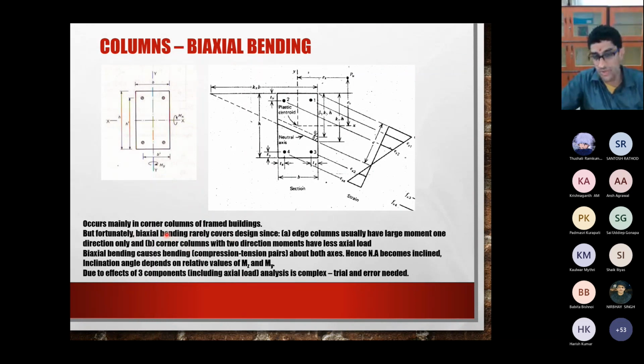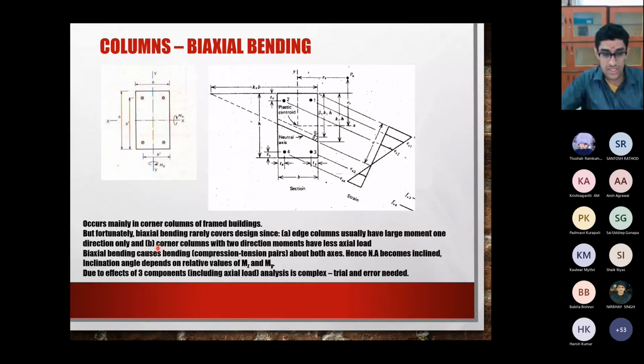But many times this is avoided because in many edge columns, one of the spans will be large and the other span may be small. So in one direction there will be a large moment, and in the other direction a relatively small moment. Many times what people tend to do is, even if they have biaxial bending, they calculate the uniaxial bending capacity and make the column much stronger than required, so that it somehow also takes care of the other direction bending. It's not the accurate thing to do, but that's what is often done in practice.